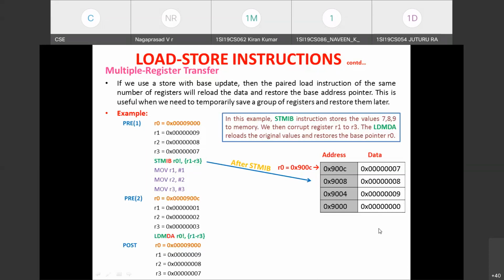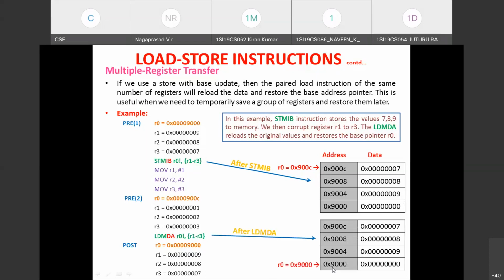Now, what we'll do is, we'll go for executing LDM-DA instruction. Once this instruction is executed, what happens? See, what is the final address held in R0? It is 900C. So first, since it is decrement after, 900C is having valid data. Correct? At this address, there is valid data. It is fetched. Decrement after means first fetch the data and transfer it to the register. So since it is higher address 900C, the data fetched will be stored in which register?